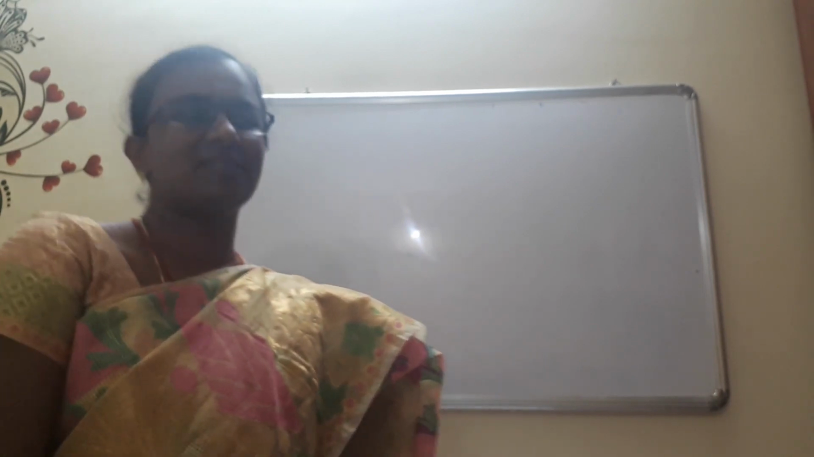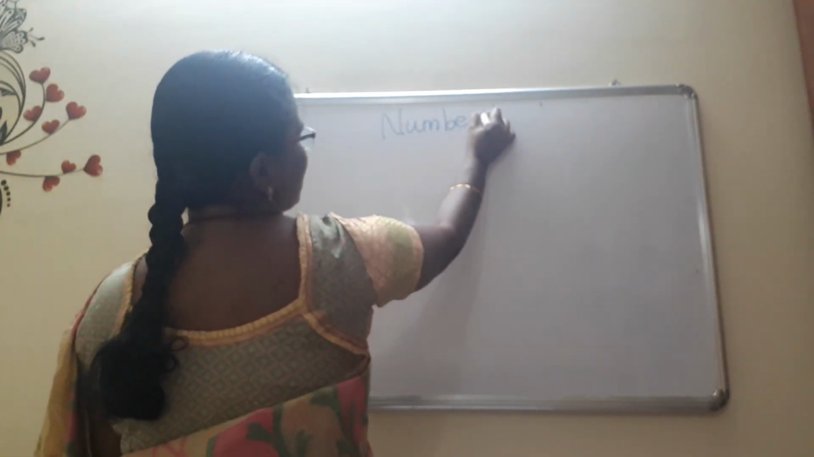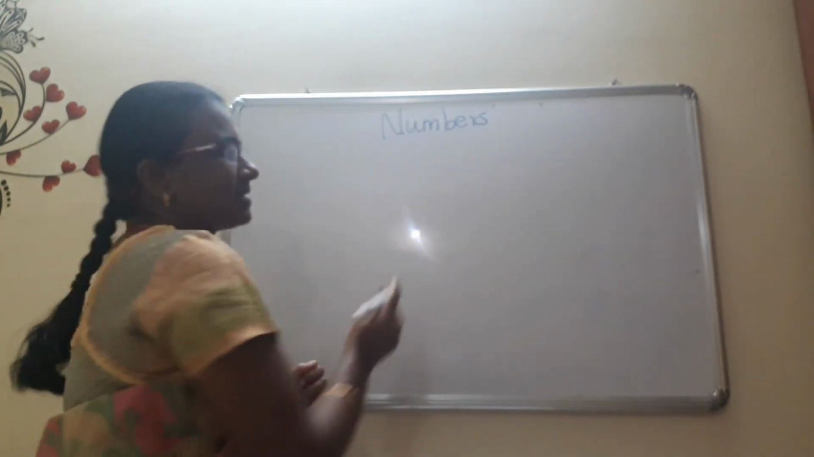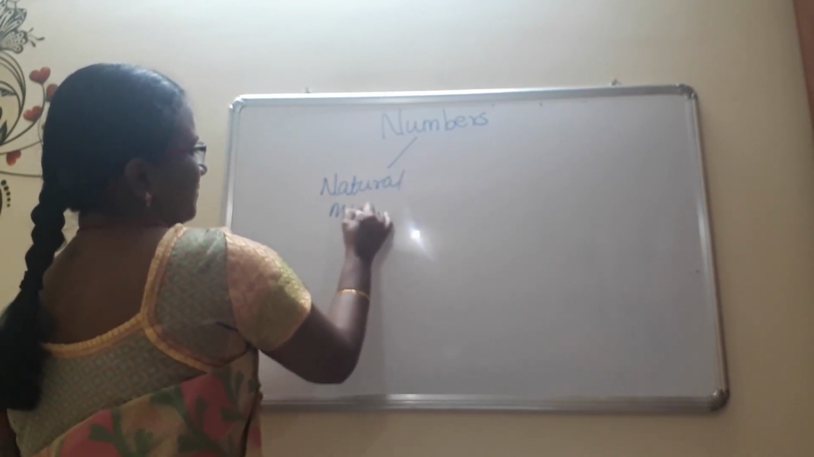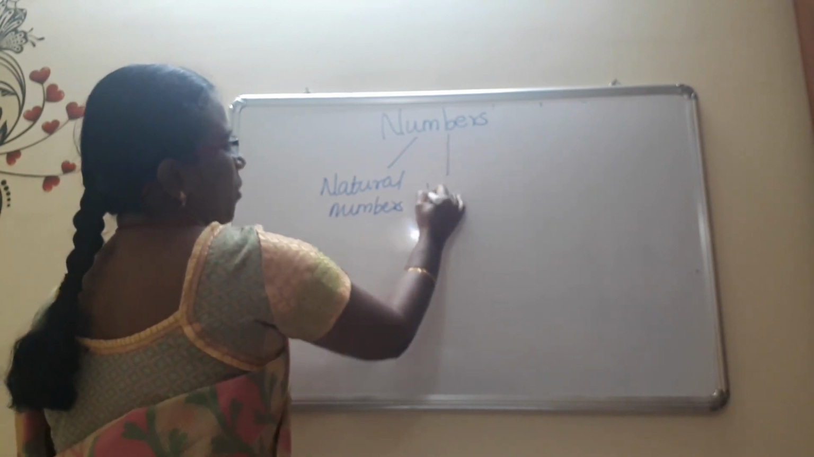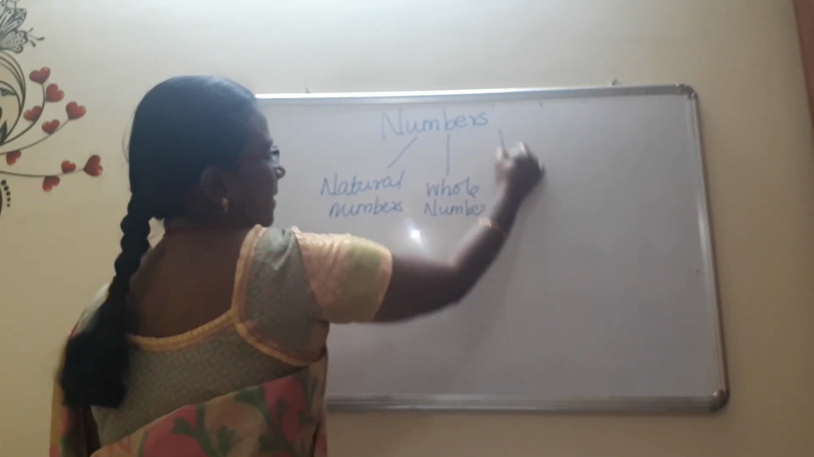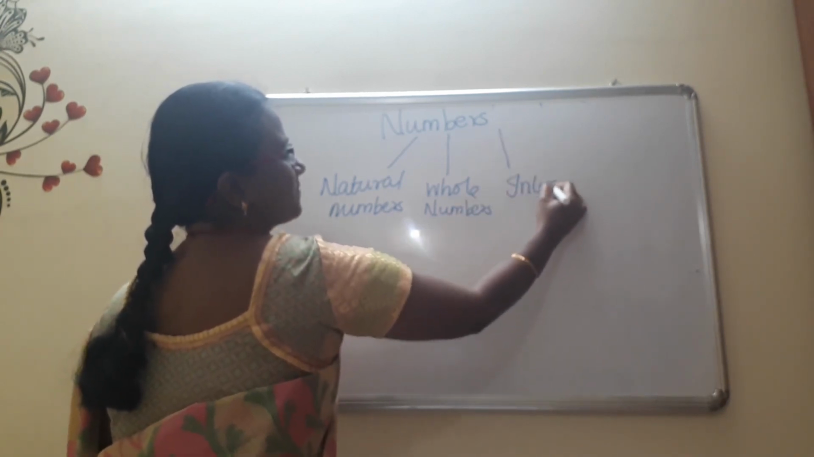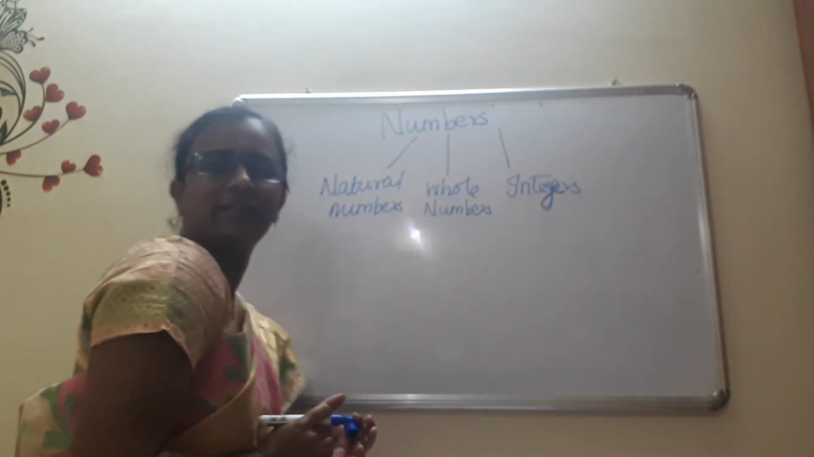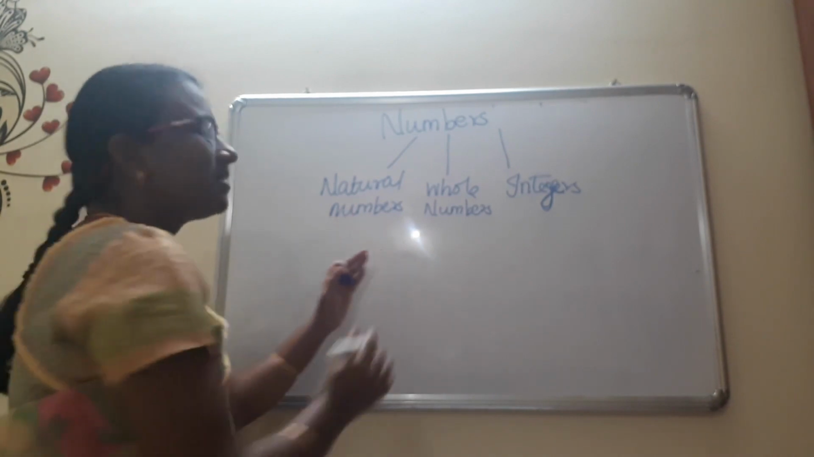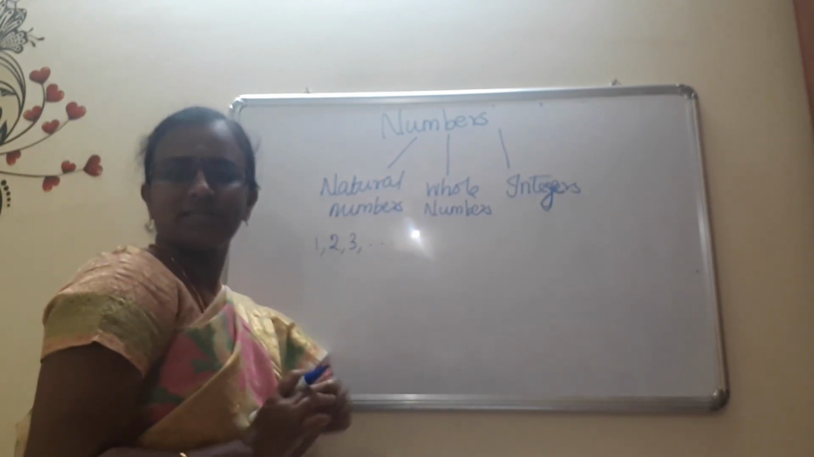So, in maths, first we think about numbers, isn't it? What are the classifications of numbers? Natural numbers, whole numbers, integers. So, what is a natural number? Natural numbers start with 1, 2, 3. They are positive numbers.